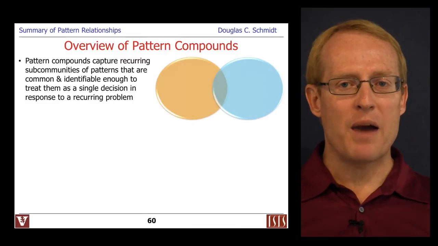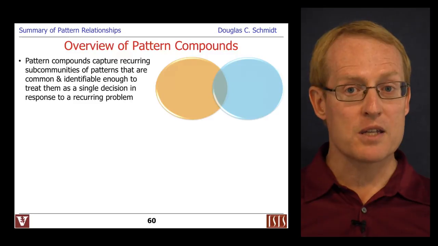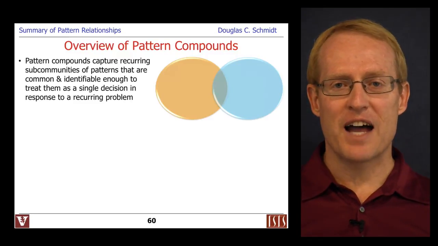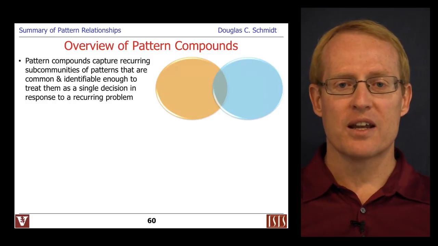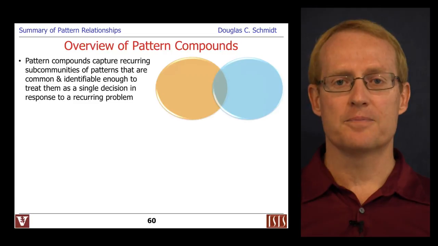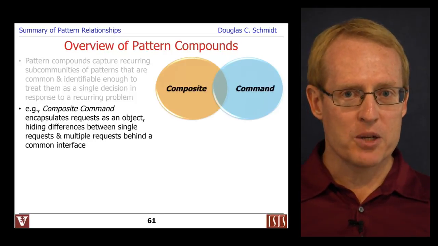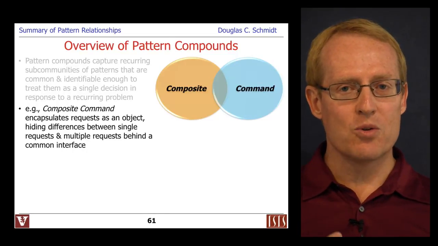The next topic is pattern compounds. A pattern compound captures recurring subcommunities of patterns that are common and identifiable enough to warrant treating them as a single decision in response to a recurring design.